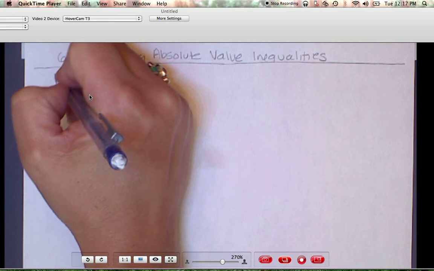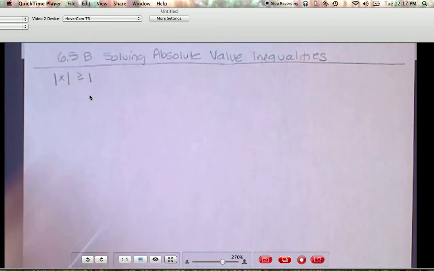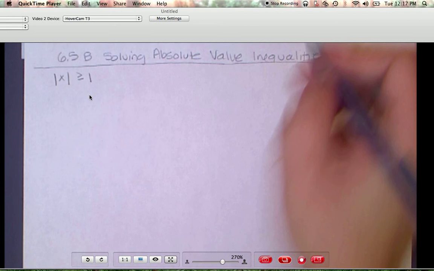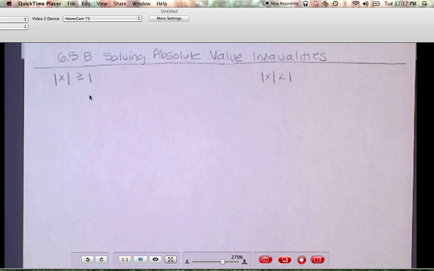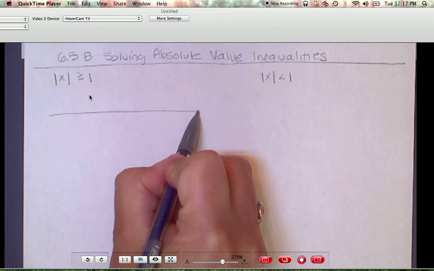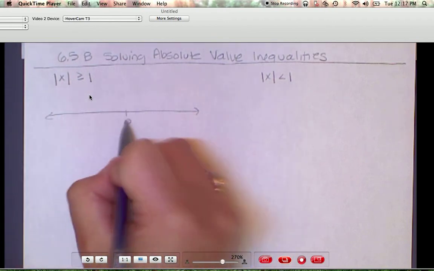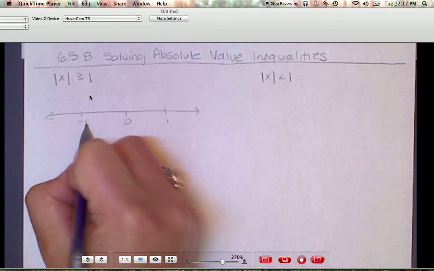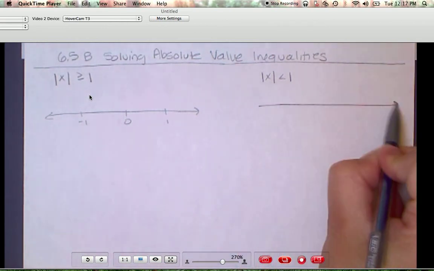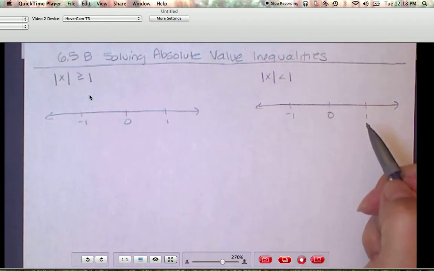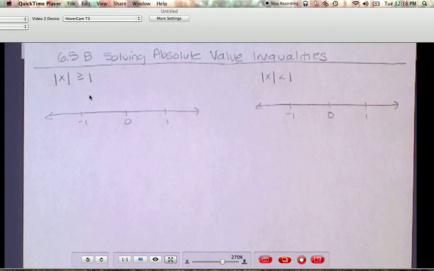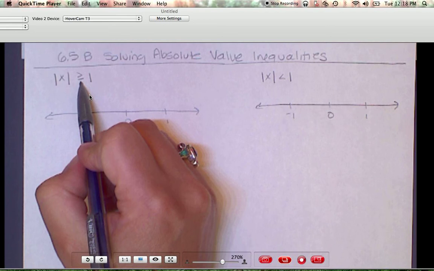If we have the absolute value of x is greater than or equal to 1 versus the absolute value of x is less than 1, what is the difference between how these will graph? So here's my number line. Here's 0. Here's 1. Here's negative 1. We can do the same number line here. What numbers, when we take the absolute value of them, will be greater than or equal to 1?